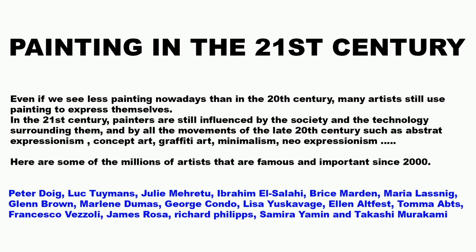Painting in the 21st century. Even if we see less painting nowadays than in the 20th century, many artists still use painting to express themselves. In the 21st century, painters are still influenced by the society and the technology surrounding them, and by all the movements of the late 20th century, such as abstract expressionism, conceptual art, graffiti art, minimalism, neo-expressionism. There are millions of artists nowadays, but here are some of the most famous ones.